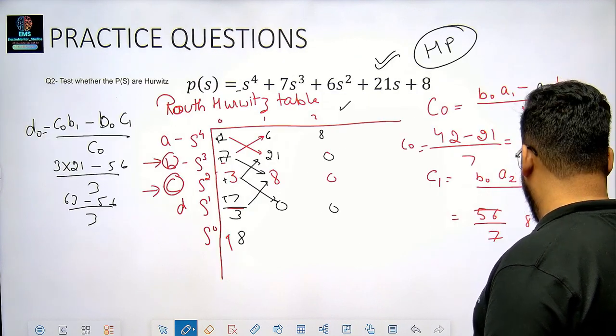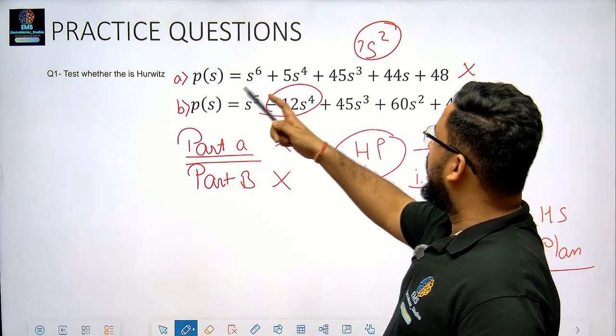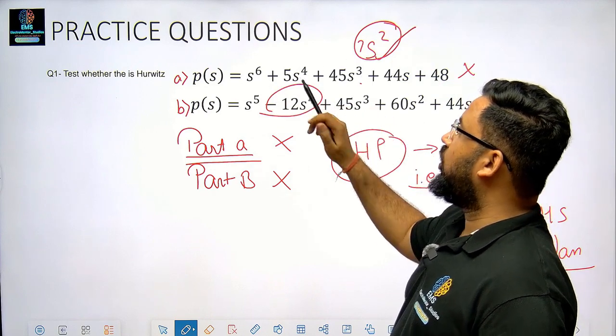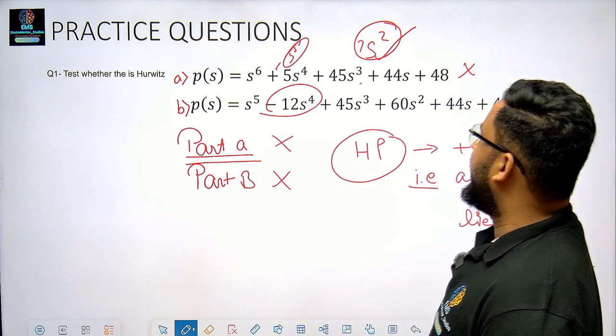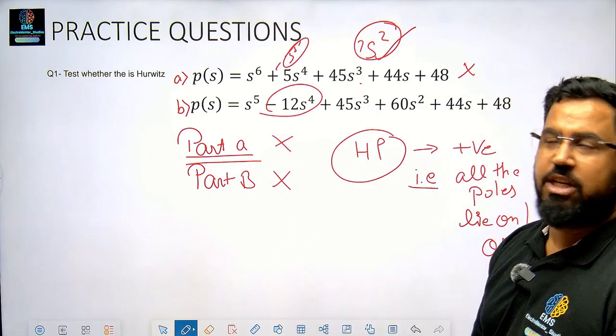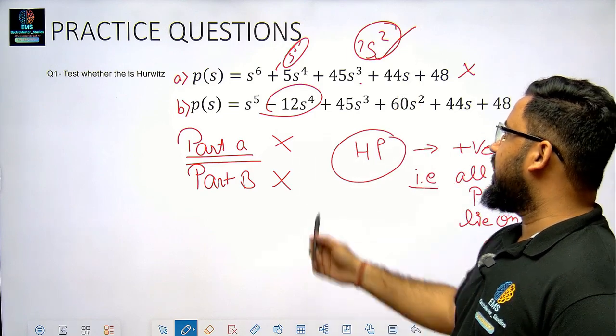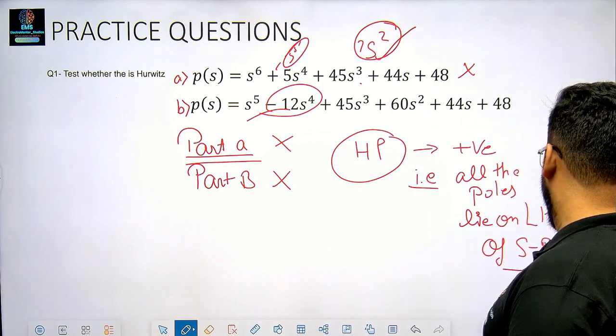So we have got the first case. What happened was the term of s^2 was missing, but even and odd terms were both there. Even s^5 was missing. So we have s^5 and s^4, s^3 missing. That is why it's not a Hurwitz polynomial. Second part, there was a negative term. So it's not a Hurwitz polynomial.